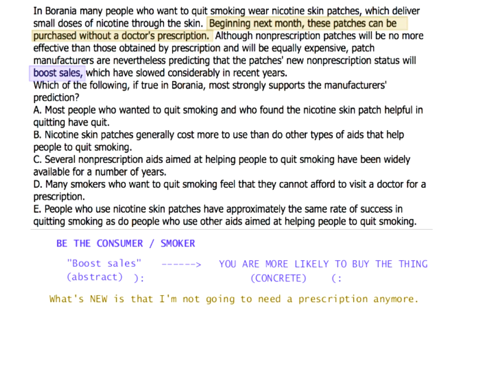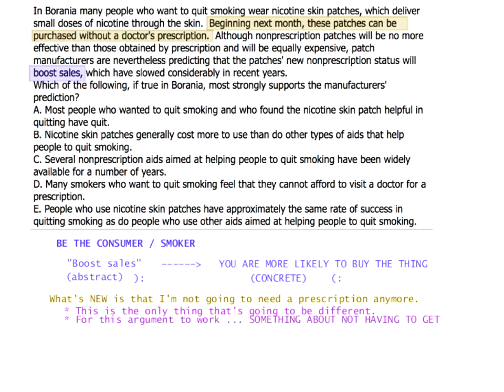That's the only thing that's changing, so somehow this has to change my behavior, right? There must have been something. You can think ahead right now, because if you're personalizing this, you can think ahead even if you haven't gotten through all the text yet. This is the only thing that's changing. So for this argument to work, something about not having to get a prescription must drive my behavior, because nothing else is different. And you can just think this all out ahead of time.